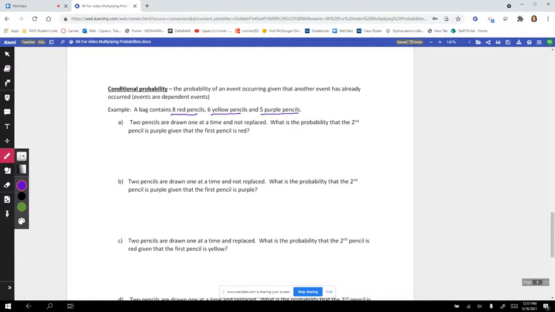The first one says 2 pencils are drawn one at a time and not replaced. What's the probability that the second pencil is purple given that the first pencil is red? So what happened first? That's going to be important. What happened first?